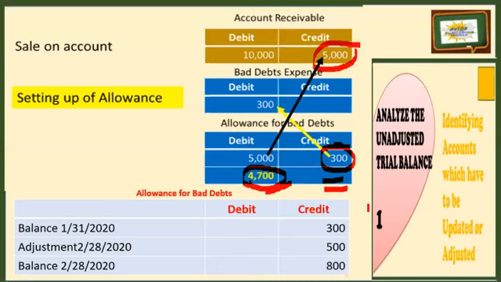So in this example, the 300 is there, and then the adjustment is how much? 1% of the sales. So the sales is 50,000 and 1% is 500. So we're not going to maintain 500, but we're going to add this to the balance. So we're going to have 800 as the balance.